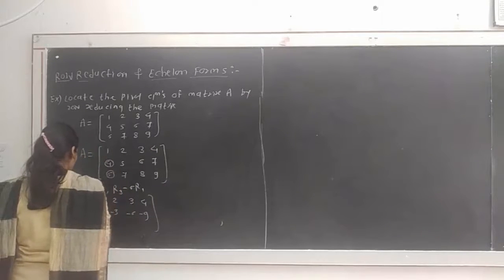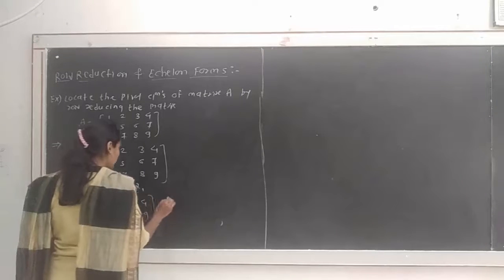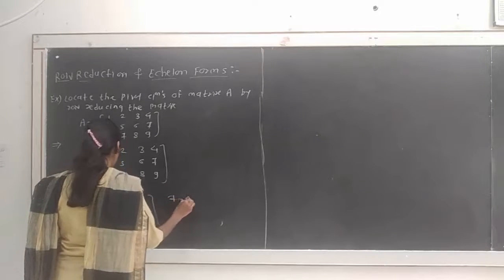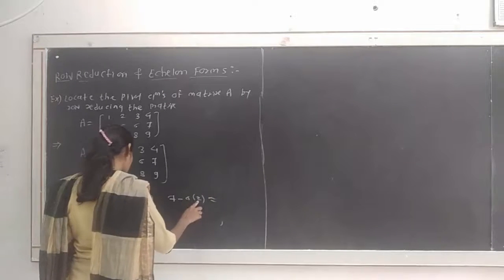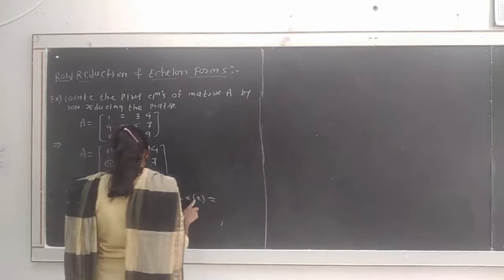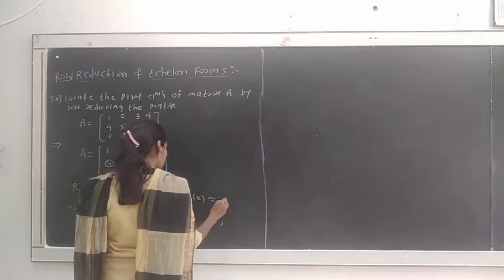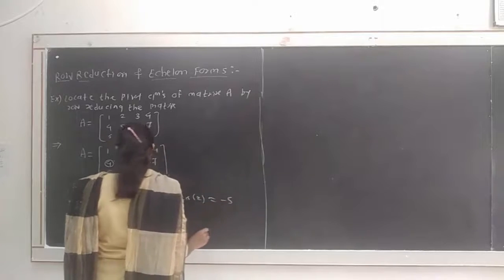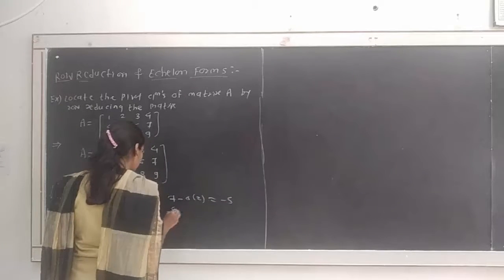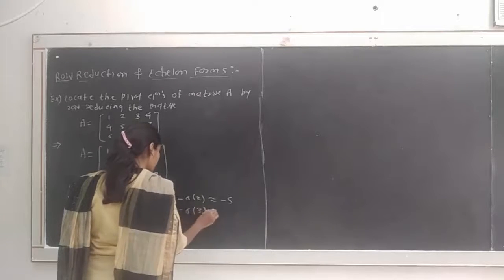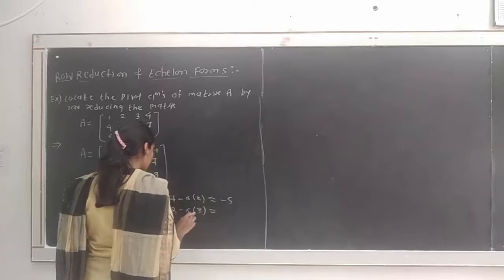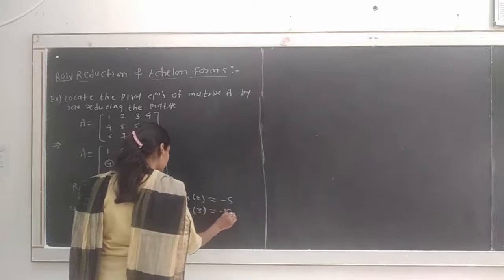6 minus 6 into 1 will be 0. Then the next entry will be 7 minus 6 into 2. So 6 into 2 will be 12. 7 minus 12 we get minus 5. Then the next entry will be 8. 8 minus 6 into, with respect to the entry of R1, 3. So 6 into 3 will be 18. 8 minus 18 we get minus 10.